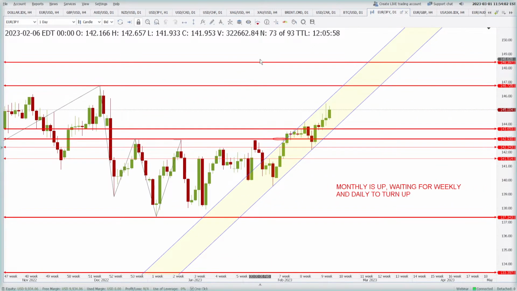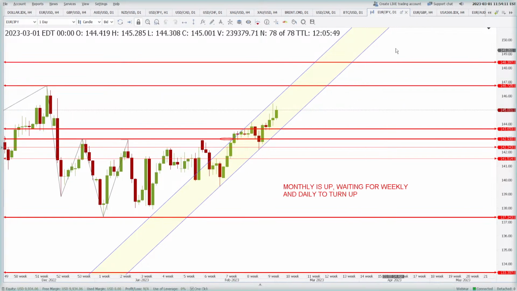Euro JPY, I am bullish, no questions about this. We are bullish with the target of 146.72. Support is at 143.65. Nothing new is forming here, so I will just leave this out of discussion.